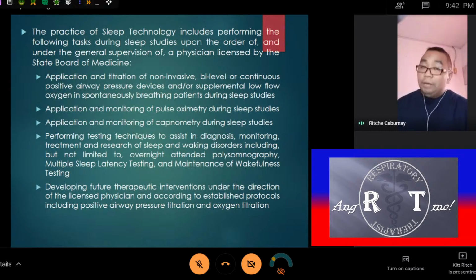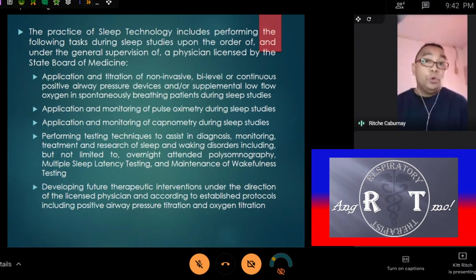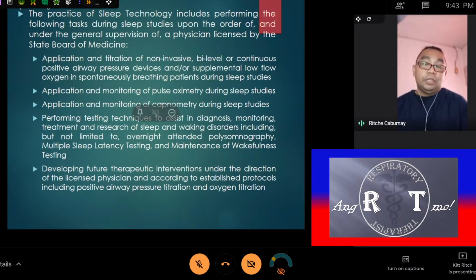You also need to apply and monitor pulse oximetry during sleep studies. Again, if the patient is desaturating, then there should be an associated respiratory event that will occur while the patient is desaturating. And also monitoring and application of capnometry, or end-tidal or transcutaneous carbon dioxide monitoring, to monitor the carbon dioxide levels in the patient while they are breathing.